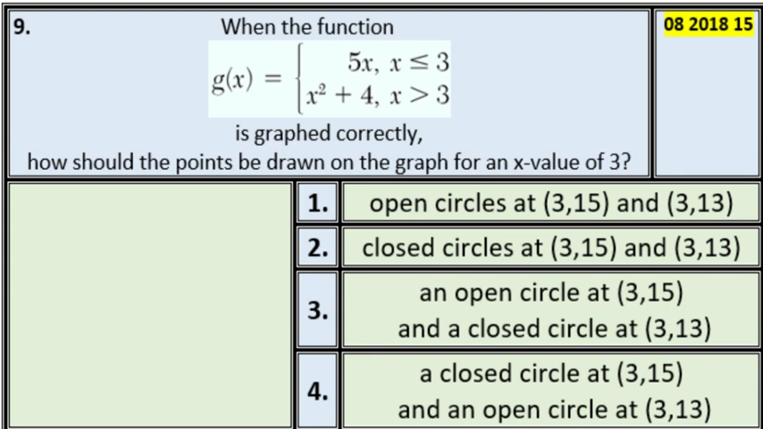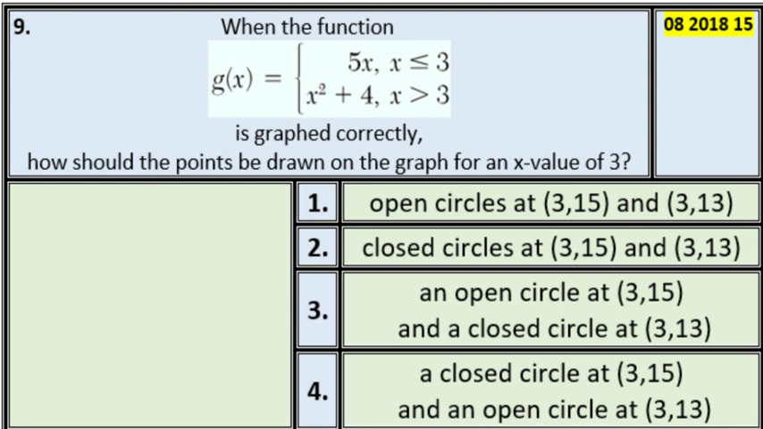Okay, question number 9. When the function g of x equals 5x when x is less than or equal to 3, or g of x equals x squared plus 4 when x is greater than 3, is graphed correctly, how should the points be drawn on the graph for an x value of 3? So the first thing we want to do is put 3 into each of these functions for x.